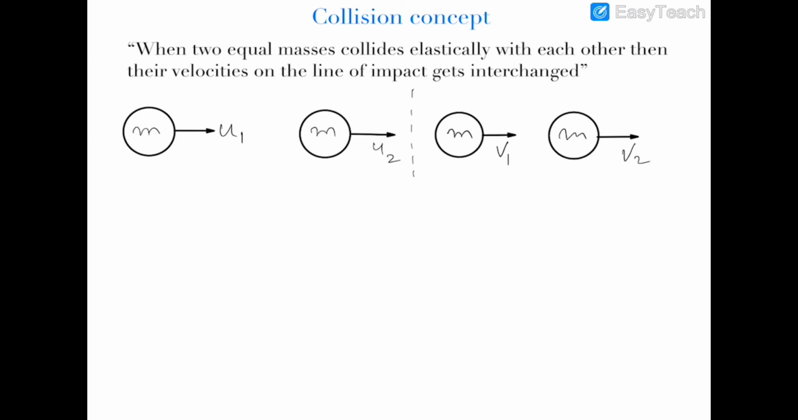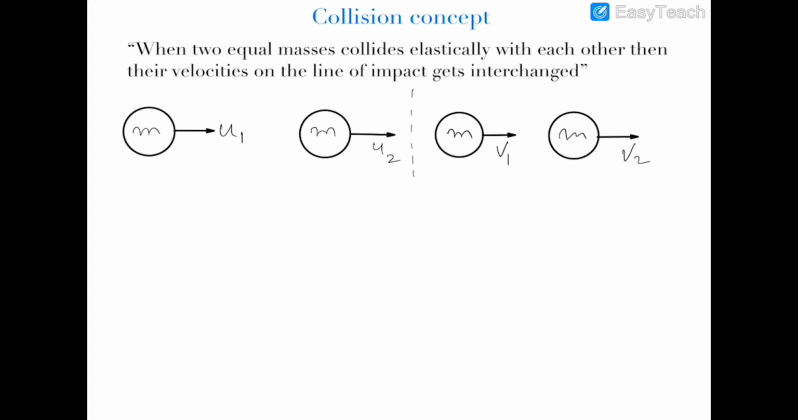Hello guys, in this video I'll explain a very important concept of collision, which is important as far as numericals are concerned. So this concept says that when two equal masses collide elastically with each other, then their velocities which are on the line of impact get interchanged with each other.